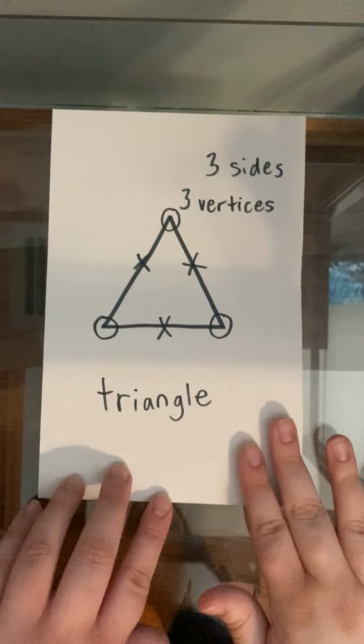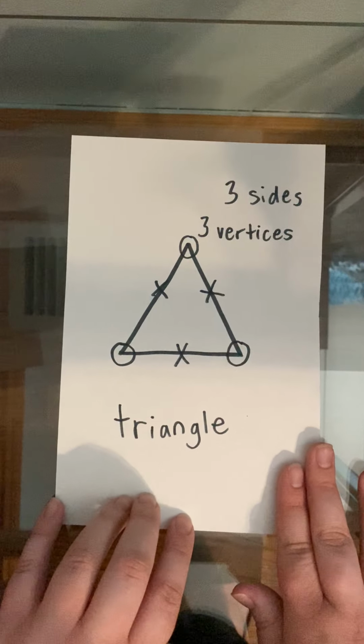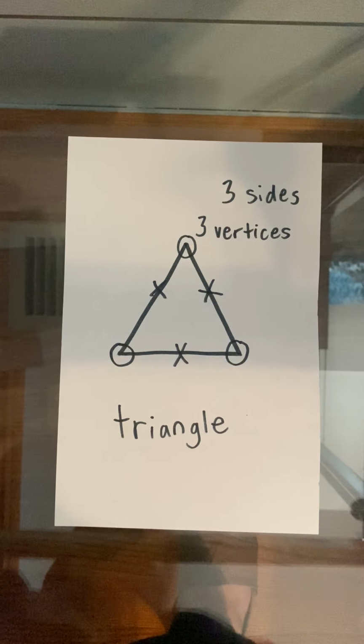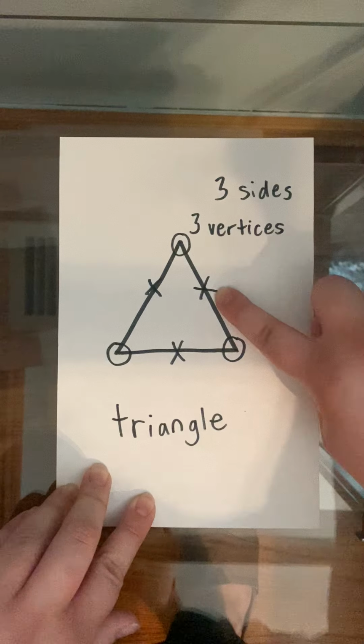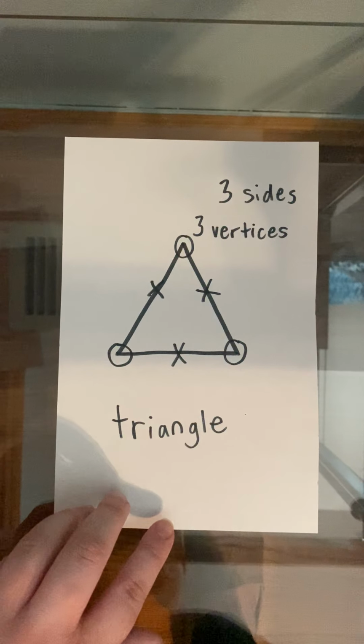So if we were going to look at a triangle here, we said there's 3 sides. Does anyone remember where the sides are? Can you find the 3 sides of the triangle? There's one side here, there's one here, and there's one more right here. A side is a straight line.